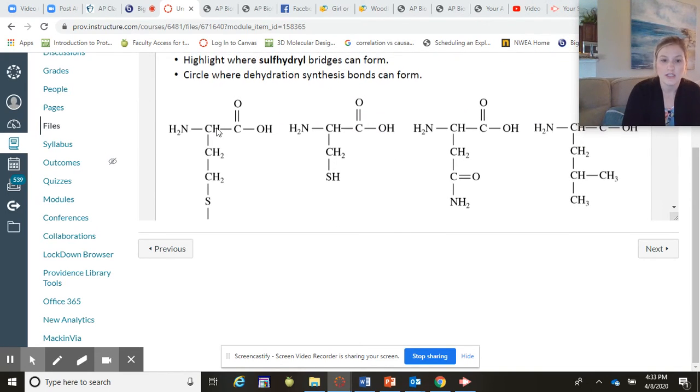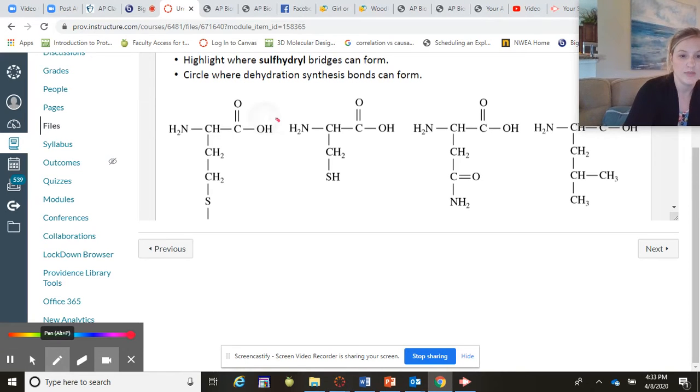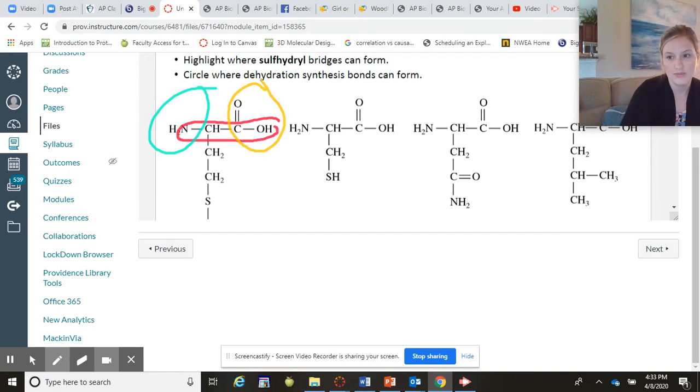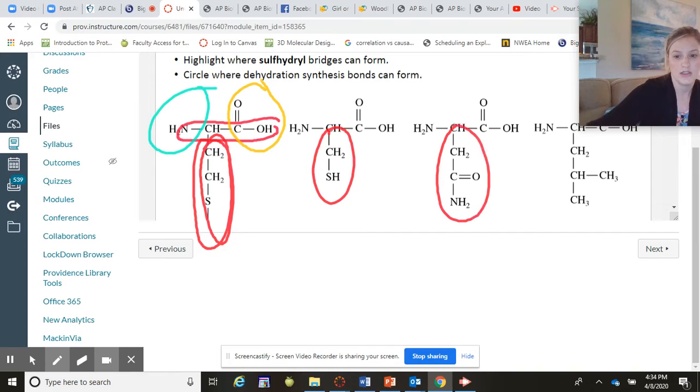So here is our amino acid backbone. We have our amino group, which I'll circle here, and our carboxyl group here, and this creates a backbone that is repeating in all the different amino acids. Then you have your R group, which I'm going to put in red down here. All of these are the different R groups. We can look at the R groups and see what elements are in them to determine if it's polar, nonpolar, that kind of thing.